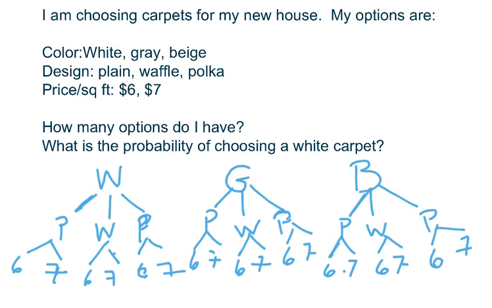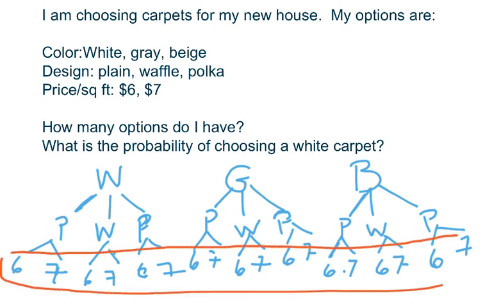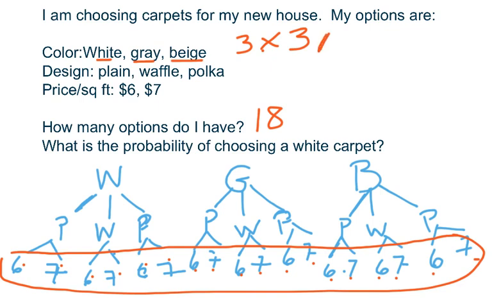Okay, so now let's answer the questions. How many options do I have? So if you remember, we said you're always going to go to the bottom of the tree to count up the options. So we have 1, 2, 3, 4, 5, 6, 7, 8, 9, 10, 11, 12, 13, 14, 15, 16, 17, 18 options. And now I could do that by doing 3 white, gray, beige times 3 times 2, and I get 18.